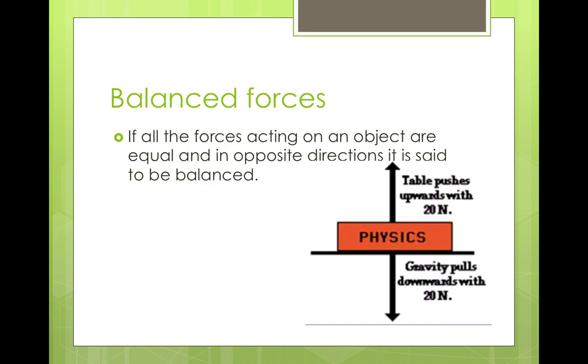All right, so if you see in the example right here, we have a physics book sitting on top of a table. Now, gravity is going to pull the object down towards the center of the earth. And you also have your normal force acting on the object, which is the table pushing up with the same amount of force. So the two forces are in opposite directions. You have one force going up and one force going down, and they are both given a force of 20 newtons. So because of this, the forces are balanced.